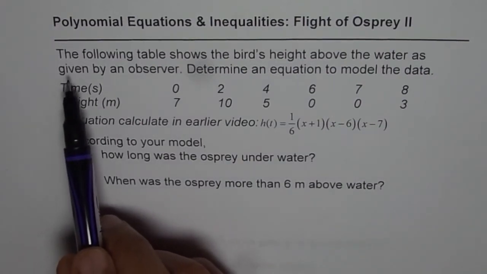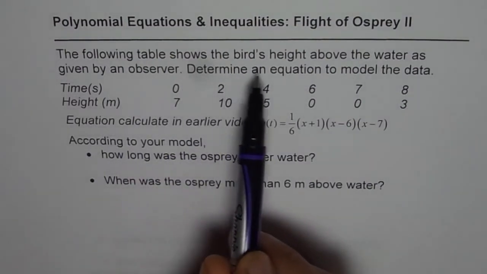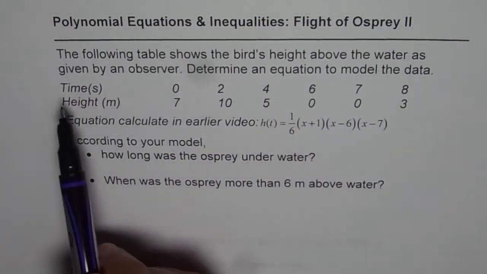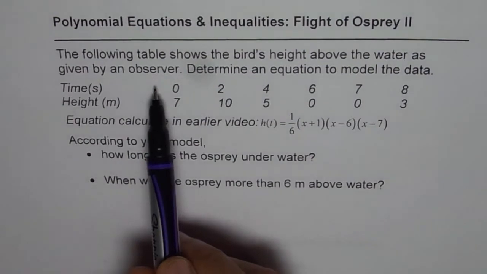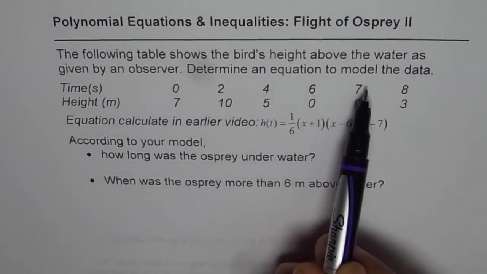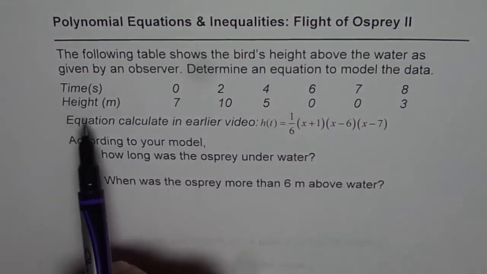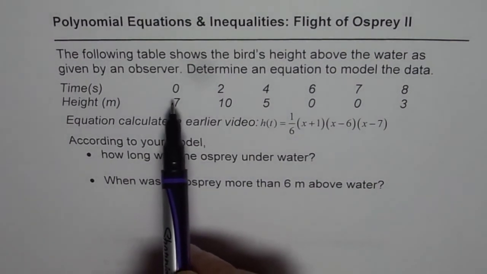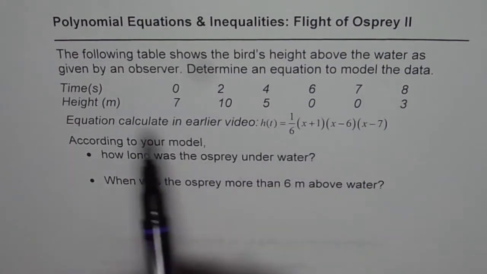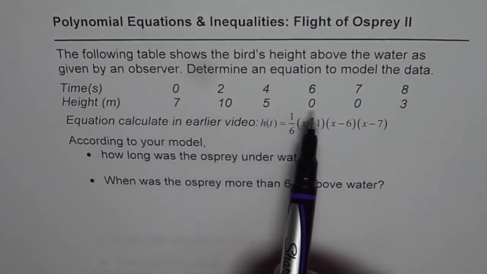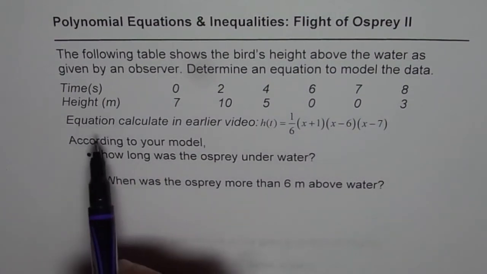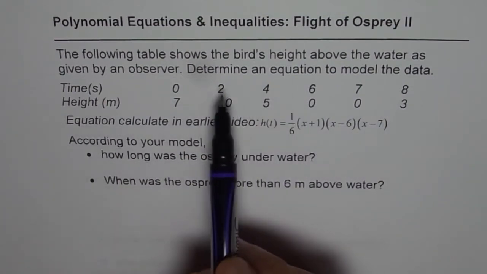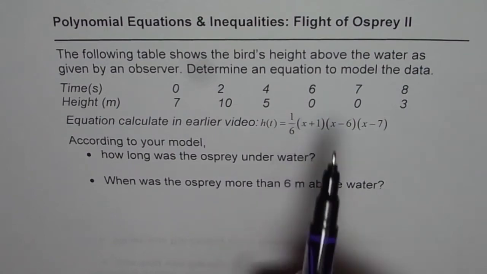The question is, the following table shows the bird's height above the water as given by an observer. Determine an equation to model the data. So the data given to us was time 0, 2, 4, 6, 7 and 8, and height was 7, 10, 5, 0, 0, 3. In the previous video we found the equation from the data.